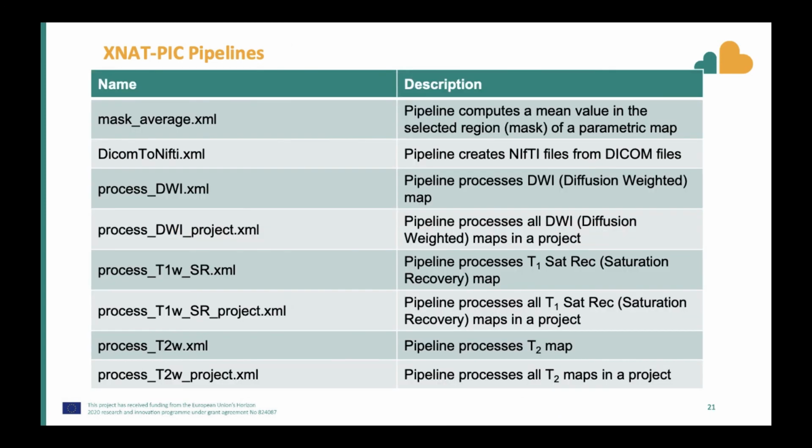This is a list of the pipelines already available in XNAT so far. We have pipelines to process T1 and T2 weighted imaging, diffusion weighted imaging, to compute the mean value in a region of interest, and more pipelines to come, such as CEST magnetic resonance imaging processing pipelines.